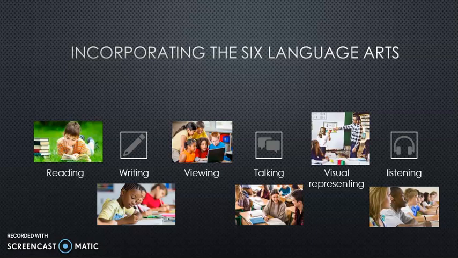Visual representations are included immensely in this, because campaigns are all about charts and providing that visual aspect so that it's not just people talking. And lastly, the biggest part of being able to make a change is first listening to the changes that need to be made.